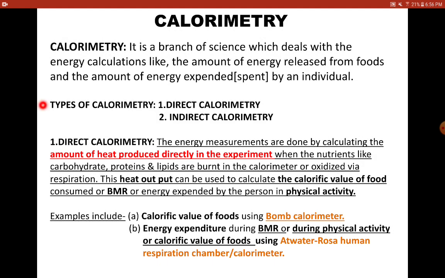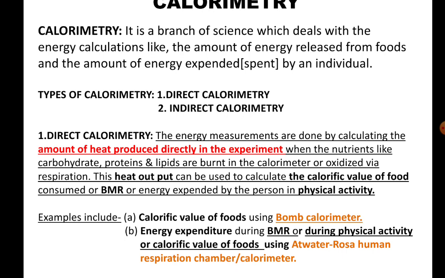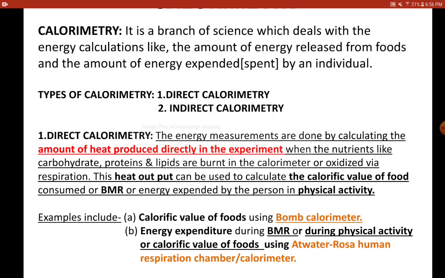So there are two types of calorimetry: direct calorimetry and indirect calorimetry. Now what do you mean by direct calorimetry? Here the energy measurements are done by calculating the amount of heat produced directly in the experiment when the nutrients like carbohydrates, proteins, lipids are burnt either in the calorimeter or via respiration.